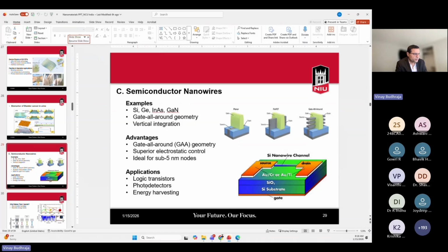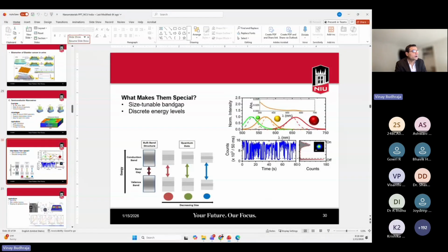Applications: logic transistors, photodetectors, and energy harvesting, which are the main core requirements, because in computers and cell phones in our daily life, we are heavily dependent on these things. What makes them special?